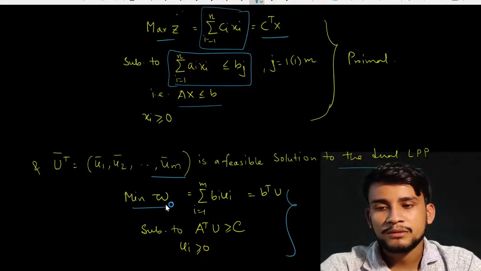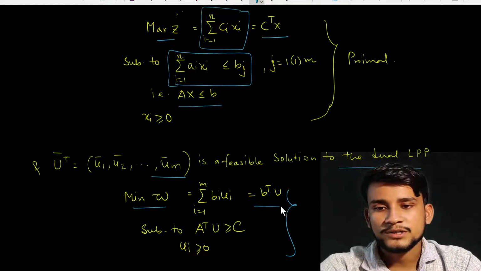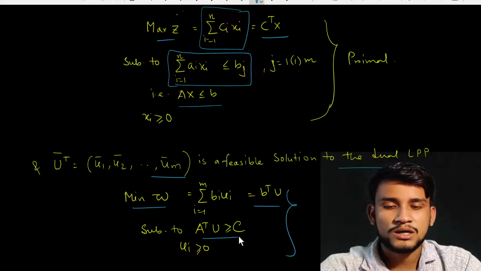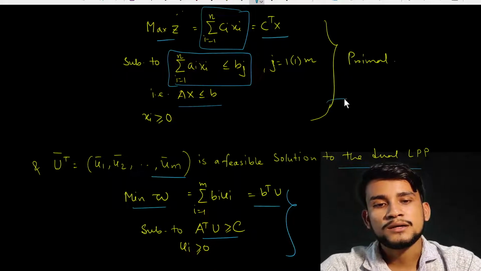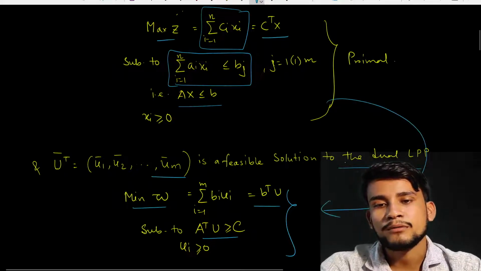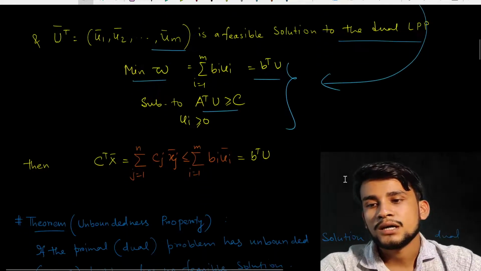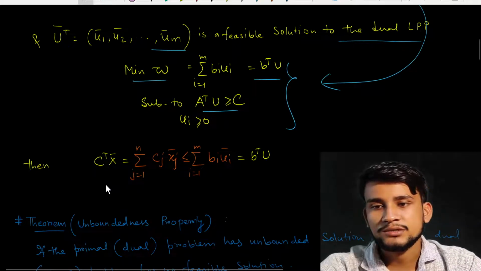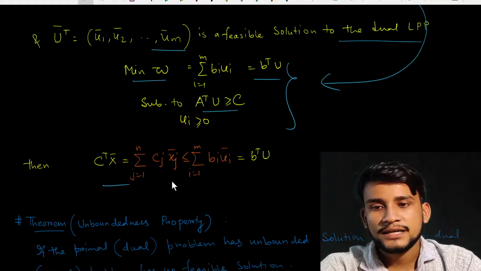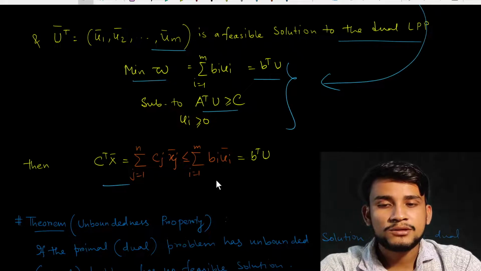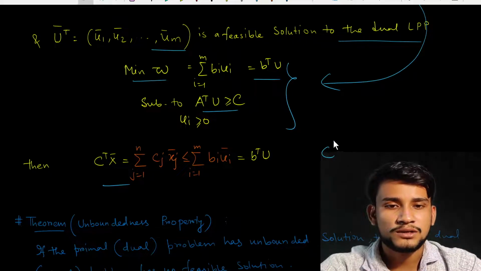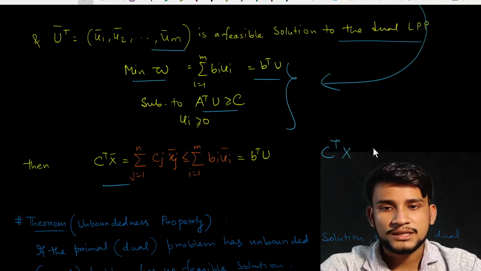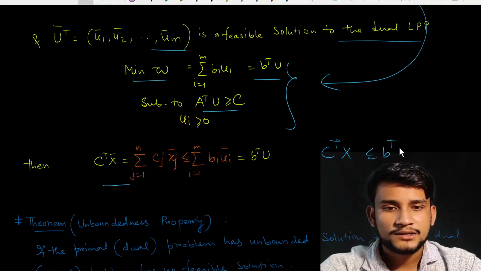The dual LPP is: minimize w equal to B transpose u subject to A transpose u greater than or equal to C. The dual is what we get from the primal problem. Then C transpose x equal to summation Cj xj is less than or equal to summation Bi ui, that is, C transpose x is less than or equal to B transpose u.